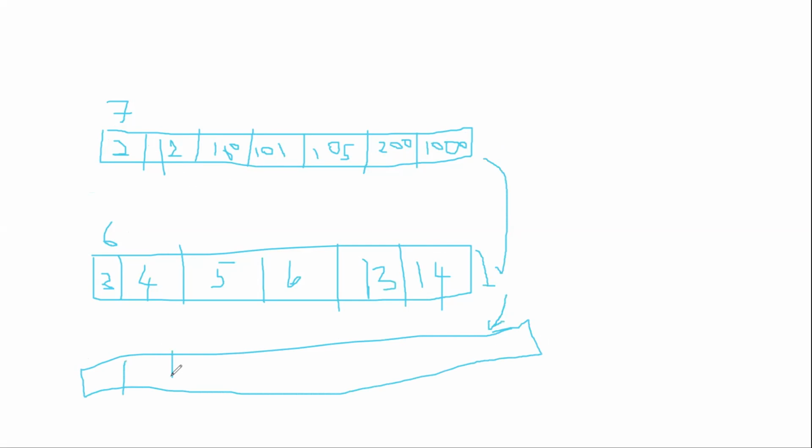So merge this and this, and finally you should get this array, where this array is something like 2, 3, 4, 5, 6, 12, and you get the idea. This is what it should be like finally.